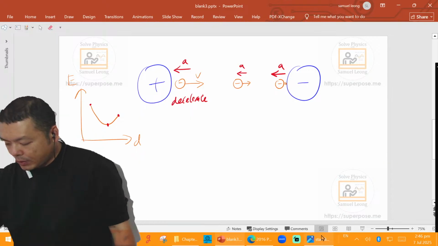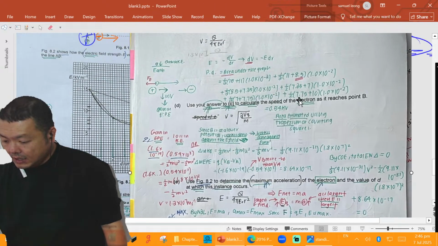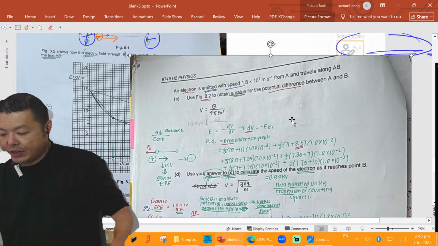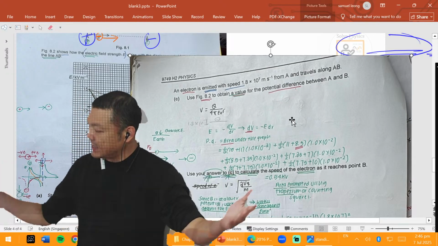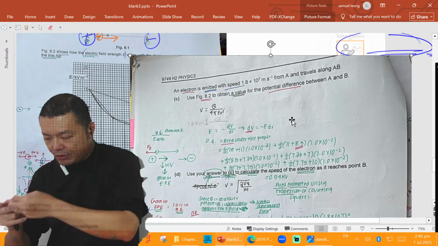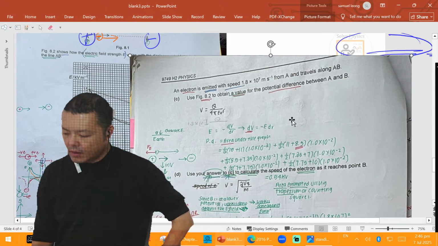No, because that's what the question says. The question says that an electron is emitted from A and travels along AB. So we just take it as that, like somehow there's an electron that came out from the positive charge.